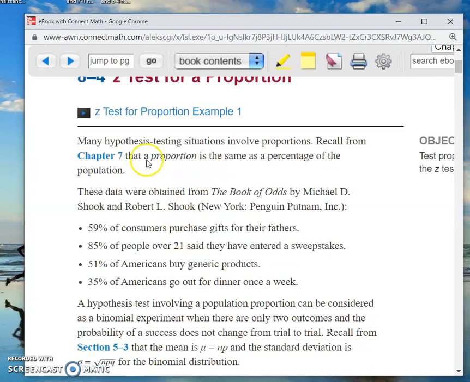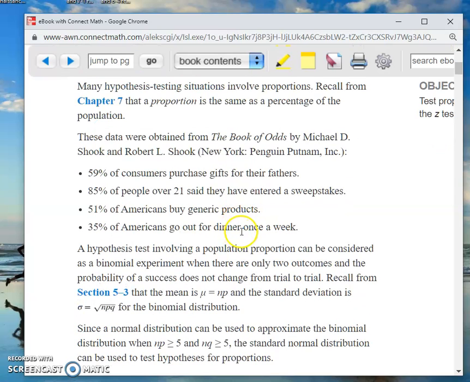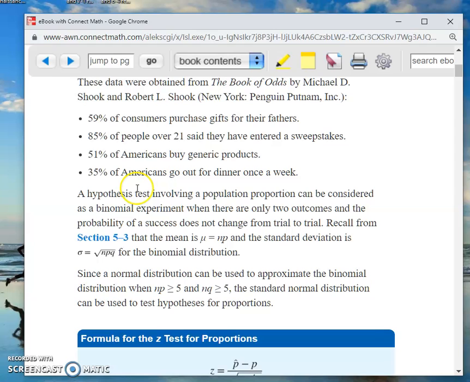There are a lot of hypothesis testing situations that involve proportions. It can be anything from healthcare situations where you're trying to figure out what percentage of the people have high cholesterol, what percentage have blood pressure problems, whatever it happens to be. What we're going to be doing is a hypothesis test involving a population proportion, which can be considered a binomial experiment when there are only two outcomes. That's the narrow focus we're going to have: high blood pressure or not high blood pressure, sick or not sick, that sort of thing.